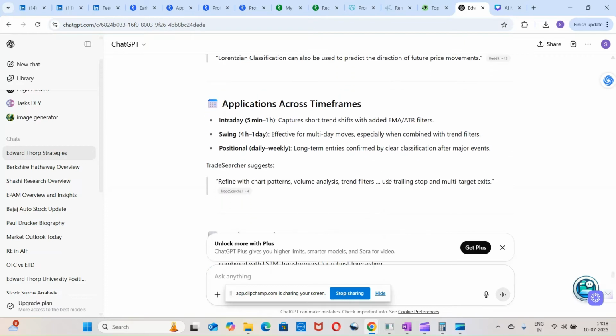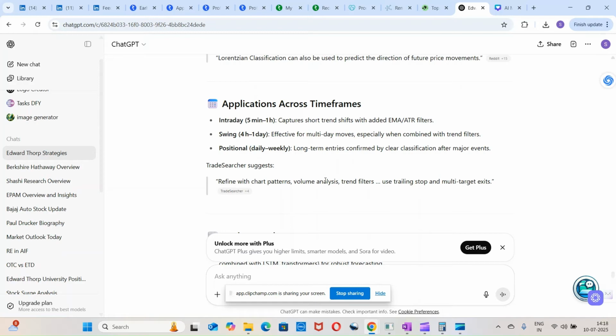Application across time frames: intraday, from 5 minutes to 1 hour, you could do. It captures short term trend shifts, and you can add some EMA or ATR filters. Swing also you could apply, on 4 hour to 1 day time frames, effective for multi-day moves, especially when combined with trend filters. Positionally, daily and weekly time frames also you can use. Long-term entries are confirmed by clear classification after major events.